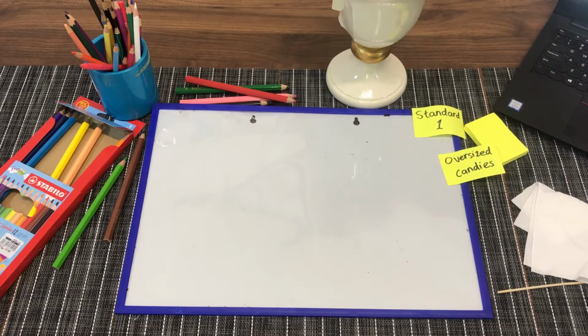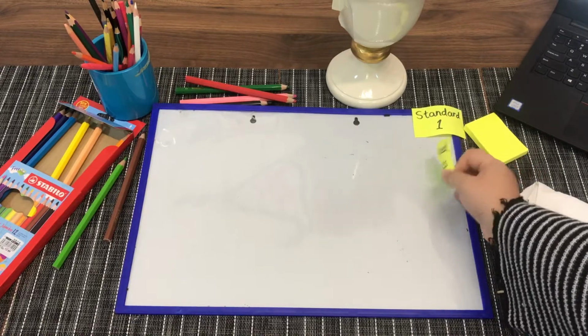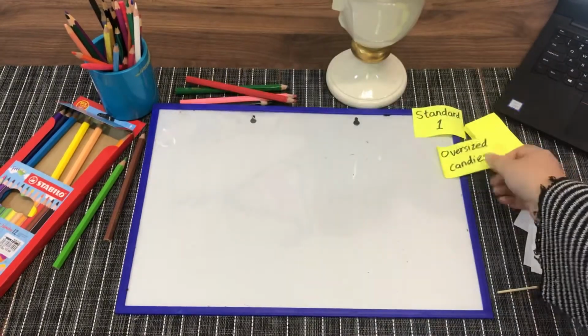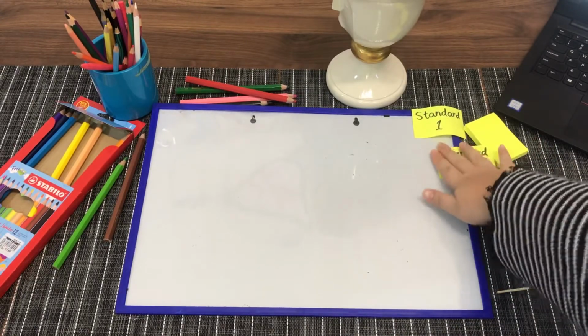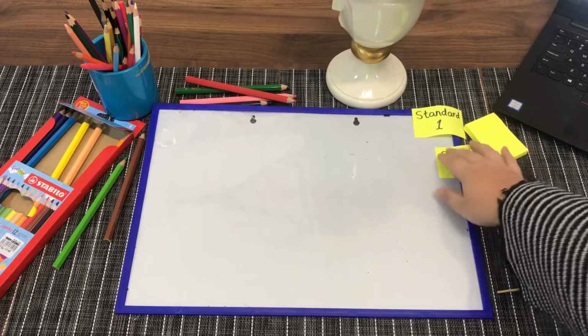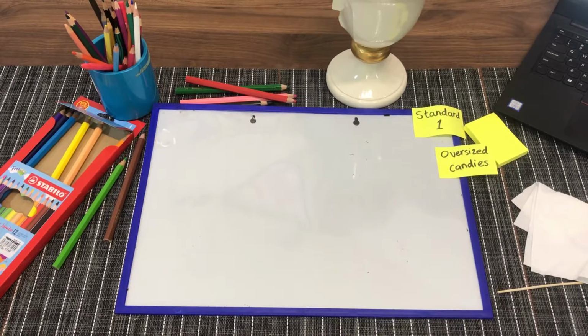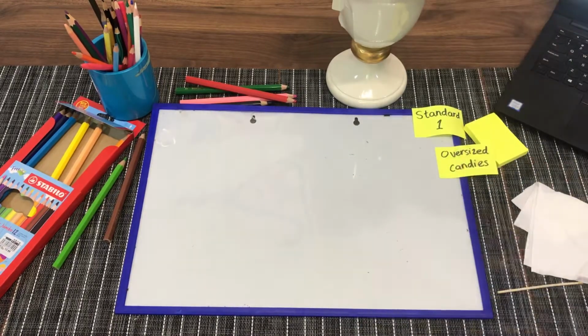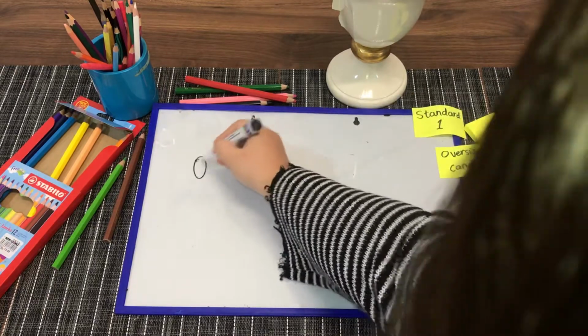Hi Standard 1. For today's art lesson, your topic is oversized candies. Okay, oversized candies. I have written it here. You're still going to do the same elements of space, but today you're going to use two techniques in your drawing. The first one is overlapping shapes.